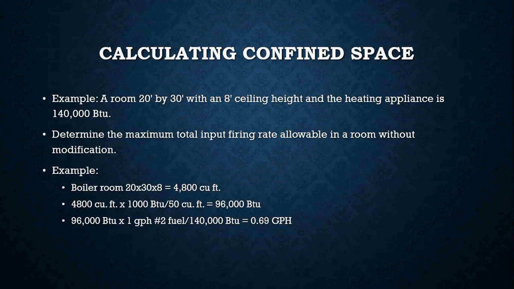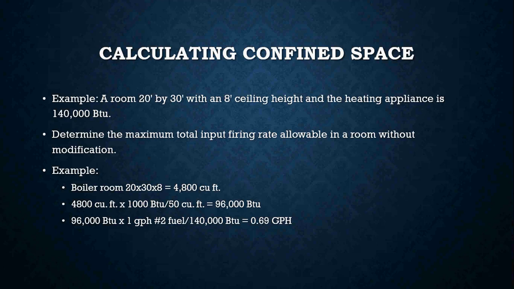So how do we calculate whether or not we're in a confined space? We have to take some measurements when we do so. For example, we have a room that is 20 by 30 with an 8-foot ceiling, and the heating appliance is 140,000 BTUs. We have to determine the maximum total input firing rate allowable in the room without modifications. So we do some simple math. 20 by 30 by 8 comes to 4,800 cubic feet.